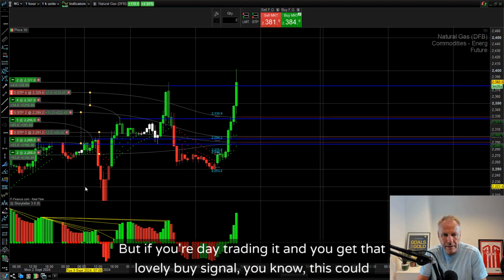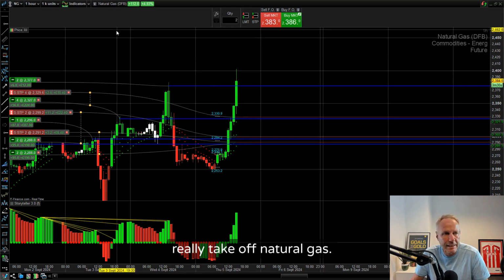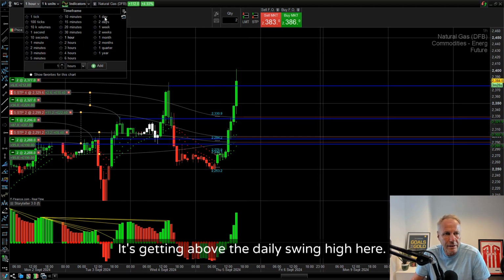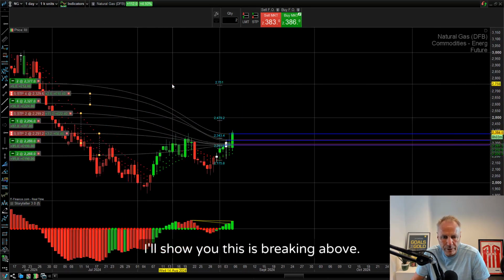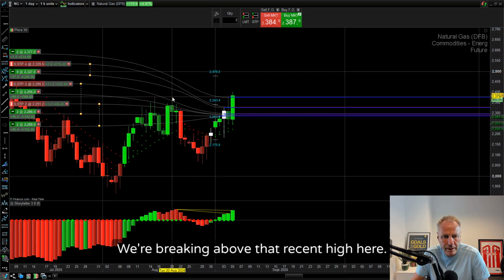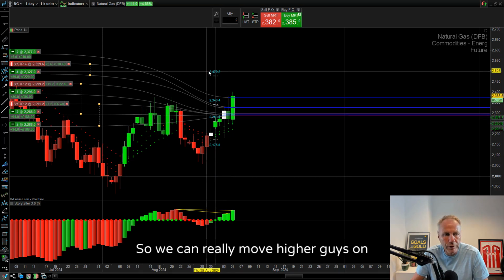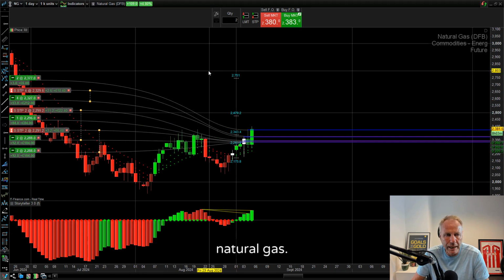But if you're day trading it and you get that lovely buy signal, you know, this could really take off, natural gas. It's getting above the daily swing high here. I'll show you this. It's breaking above. We could certainly get to 24.79. We're breaking above that recent high here. Nice pro trend system buy. So we can really move higher, guys, on natural gas.